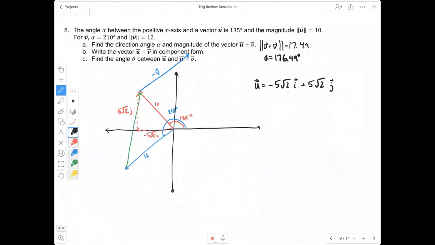And then vector v is a 30, 60, 90 triangle. So thinking about its horizontal component and vertical component, we can say 12, well, that's 6, and this is 6 root 3. So negative 6 root 3 i minus 6 j.